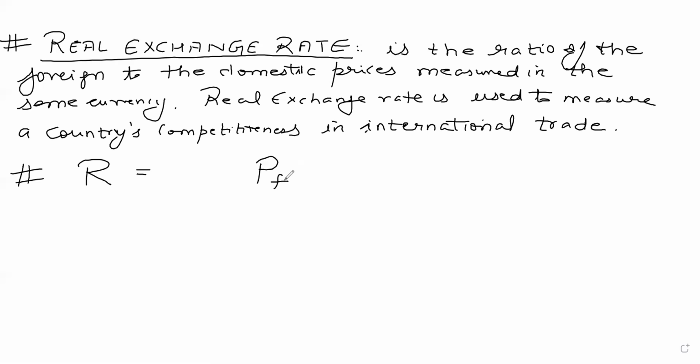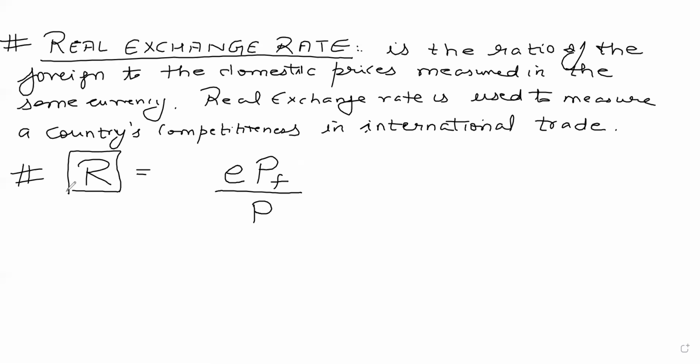If I multiply this price by the nominal exchange rate E, I will get the value in terms of the domestic currency. And if I divide this value by the price prevailing in the domestic country, I get something called the real exchange rate. So real exchange rate is not in terms of money. Real exchange rate is in terms of goods you can buy or units you can buy.